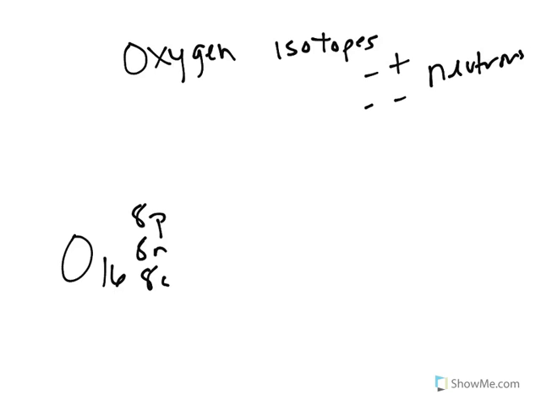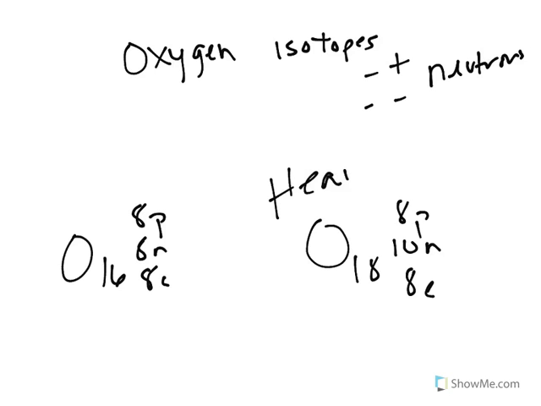However, we see an isotope of oxygen, which is oxygen 18. So it has 8 protons, 8 electrons, but it has 10 neutrons. So it is heavier than normal.